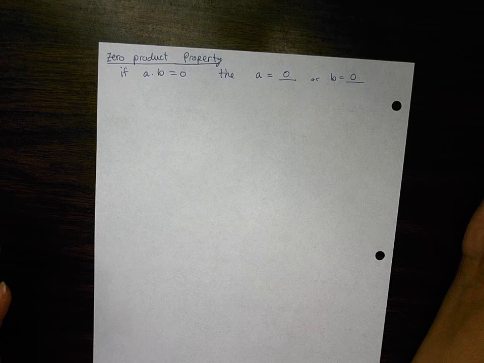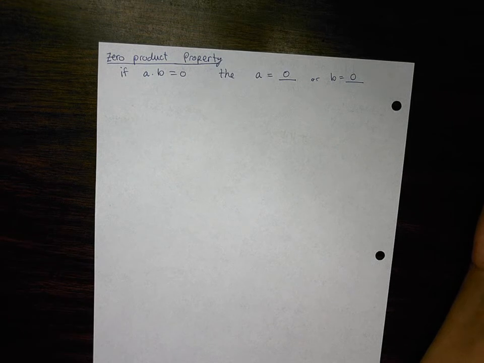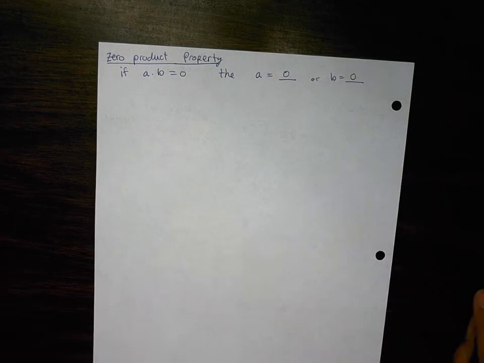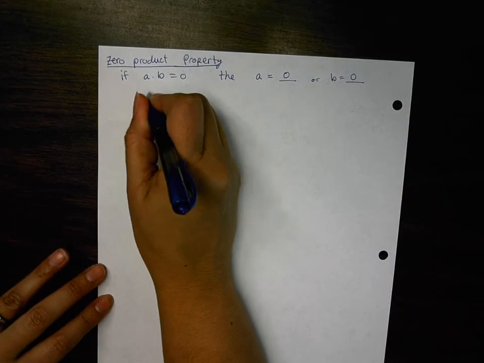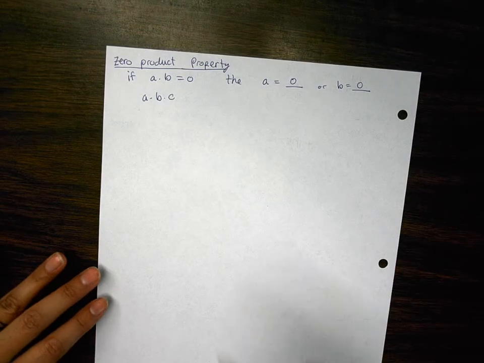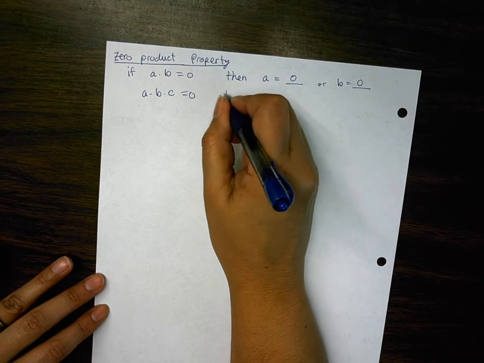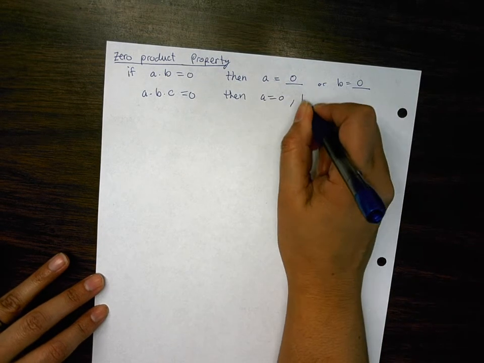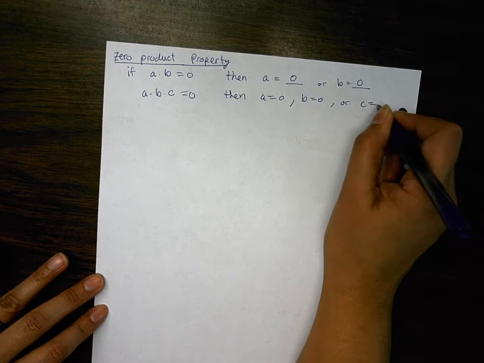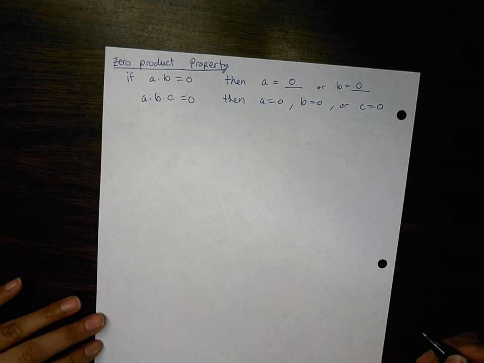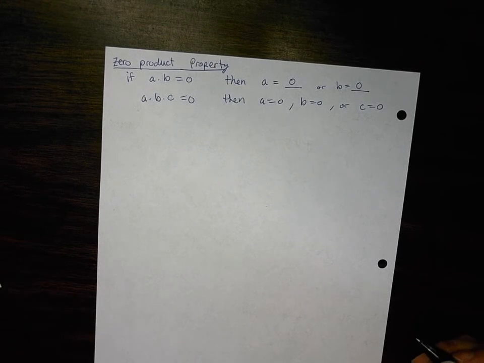Can they both be 0? No. Is 0 times 0 still 0? Yes. So can they both be 0? Oh. Yes. Do they have to both be 0? No. Does one of them have to be 0? Yes. One of them must be 0, otherwise it's never going to multiply to 0. The same is true if I'm multiplying 3 factors, A times B times C equals 0. Then A equals 0, B equals 0, or C equals 0. Does it matter which one? No.